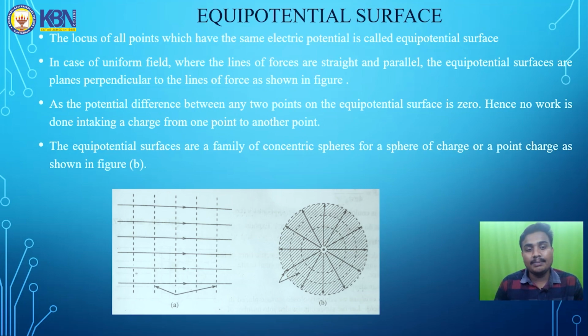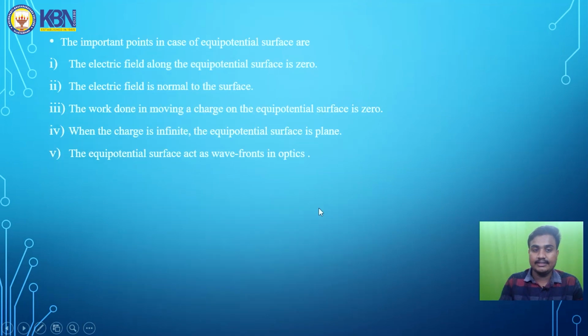As the potential difference between 2 points on the equipotential surface is 0, hence no work is done in taking a charge from one point to the other point. While moving a charge from one point to another, there is no work done. The equipotential surfaces are a family of concentric spheres for a sphere of charge or a point charge, as you can see in this diagram.